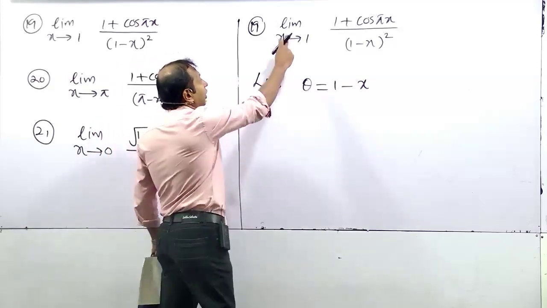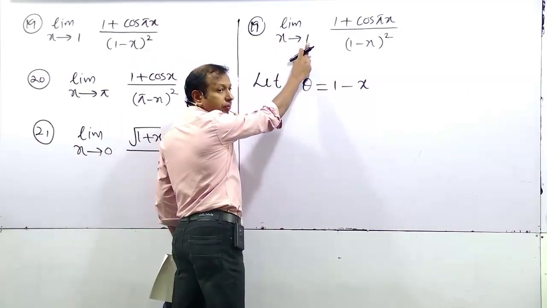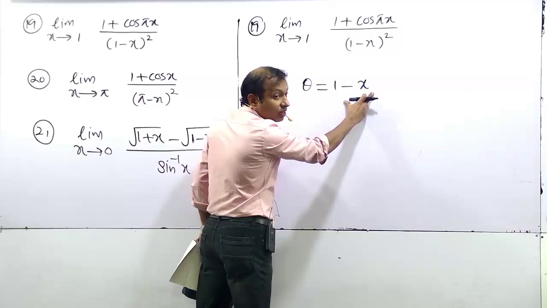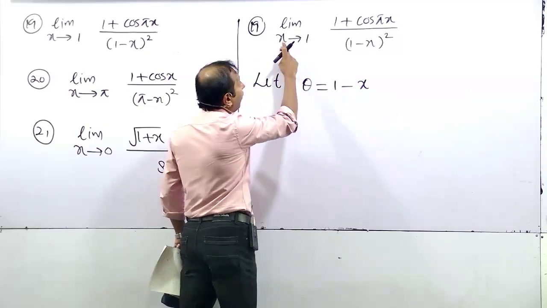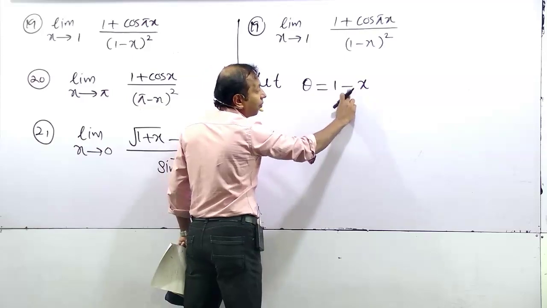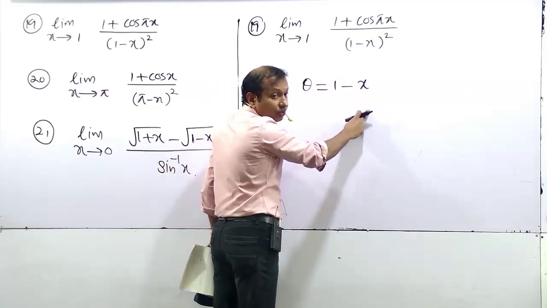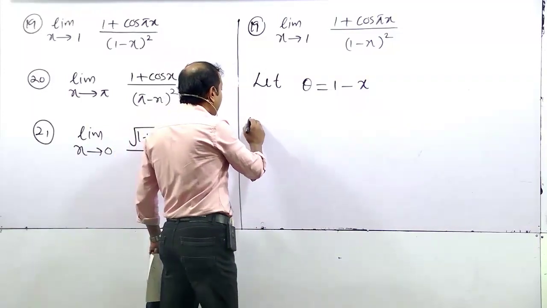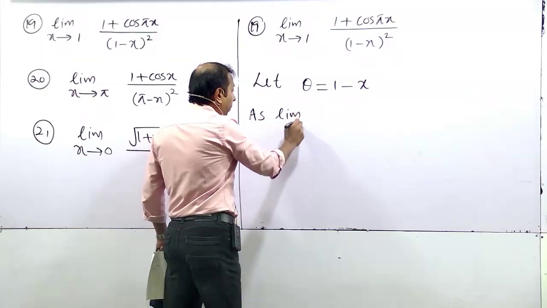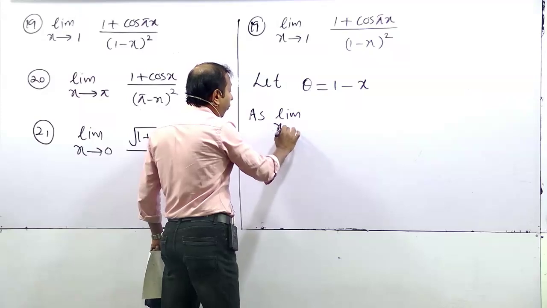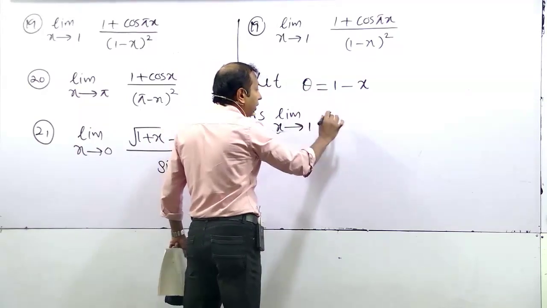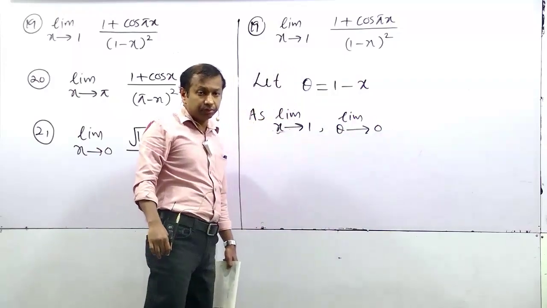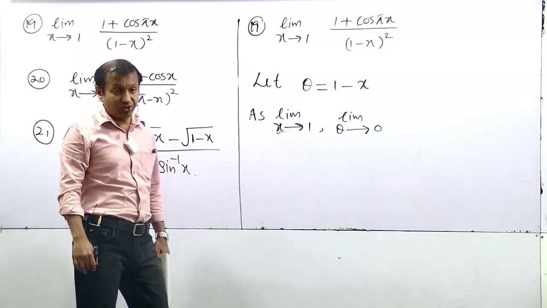This says x going to 1. That means here x comes to 1, then 1 minus 1 is 0. When x goes to 1, 1 minus 1 is 0, so theta goes to 0. You have to find the new limit of the new variable. Then we write it like this: limit x going to 1 becomes limit theta going to 0. Understood? That's what you must do first.